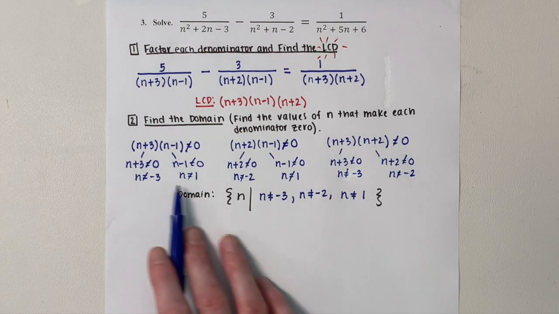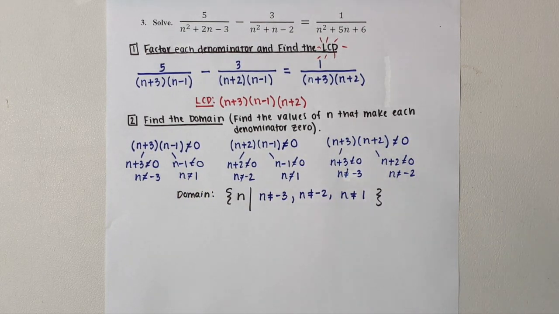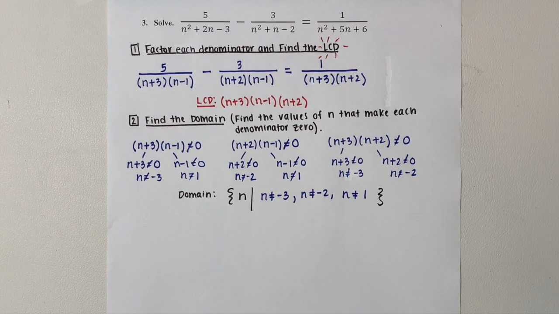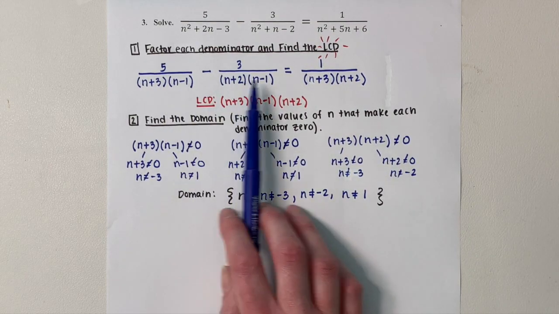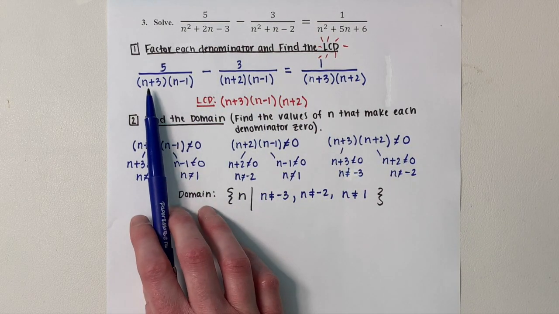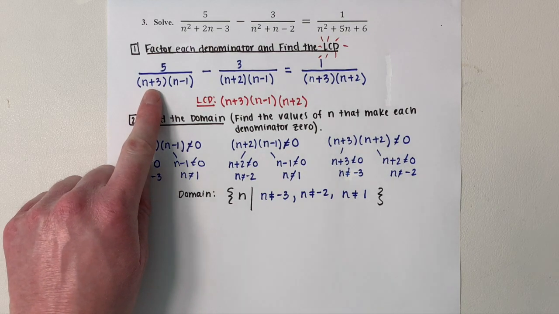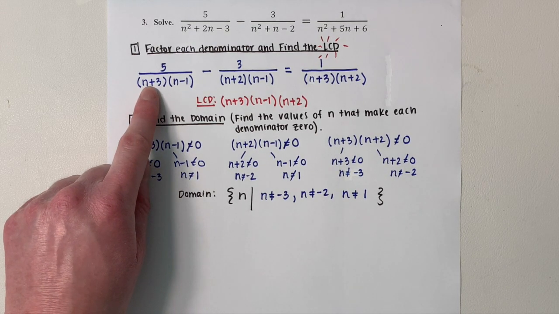Now, I wrote this all out this first time so that you can see the mental process we go through when we're finding the domain. But most people don't write down this whole process. Most people find the domain mentally when possible. And to do that, you just have to look at the factored form of each denominator and examine each factor and ask yourself, what do you have to plug in for n to make that factor 0?